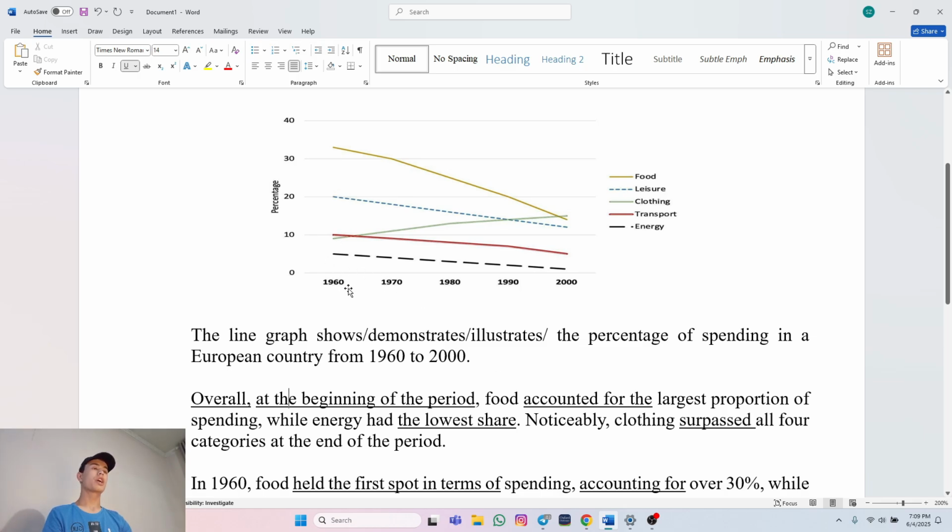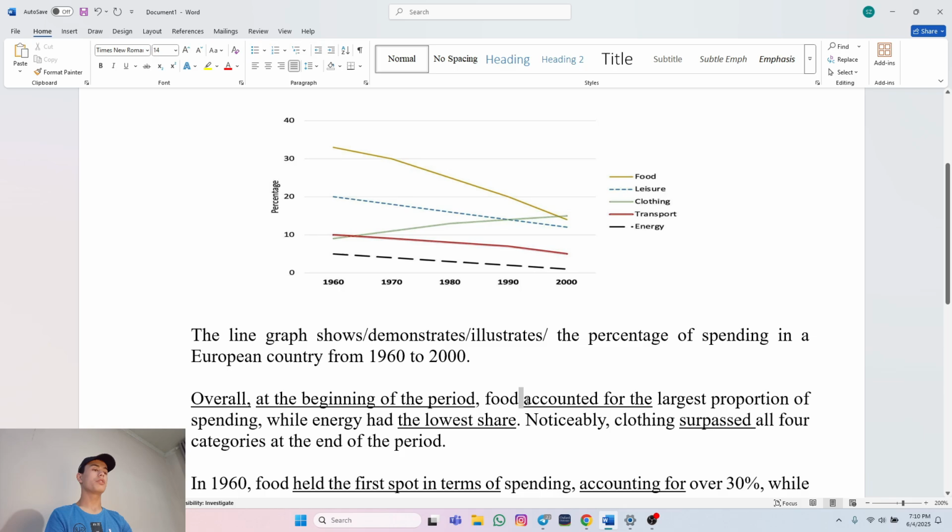and I just wanted to give overall information. First of all, I mention the records in the first year, which was the highest one, and in the last year the lowest one, something like this. For example, at the beginning of the period, in 1960, food accounted for the largest proportion of spending. The yellow one exactly stood at the highest portion of the spending, and I have written it like this.